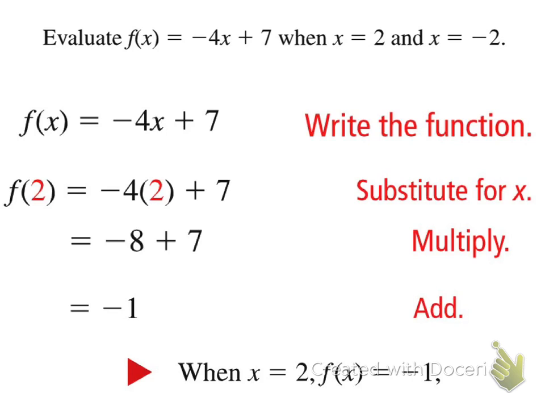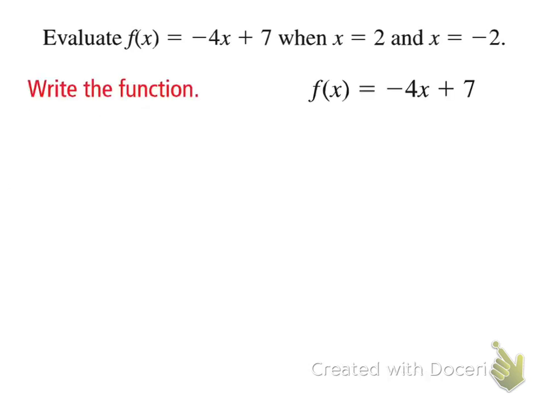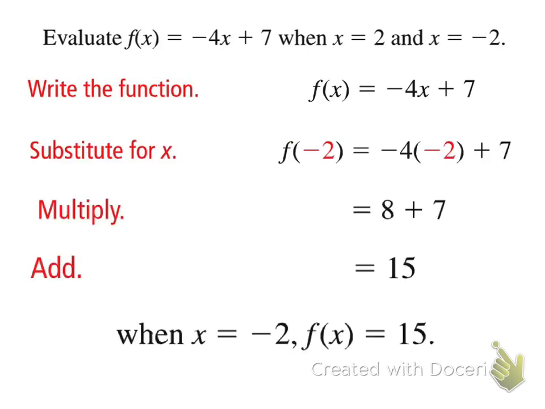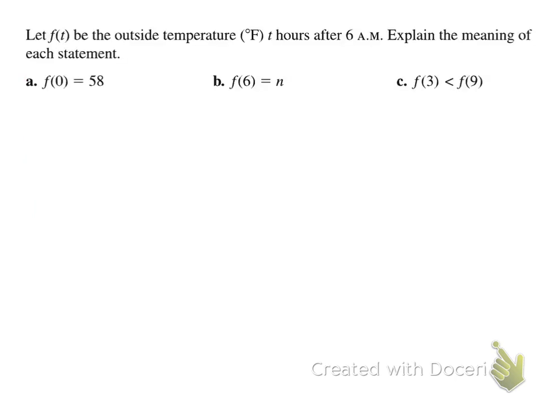Don't write it like they did it at the bottom. I want you writing it like this, with the input. Okay? And then you've got to try the same thing with negative 2. Does that make sense? Substituting in negative 2, and then giving me f of negative 2 equals 15. Okay? That's part 1.